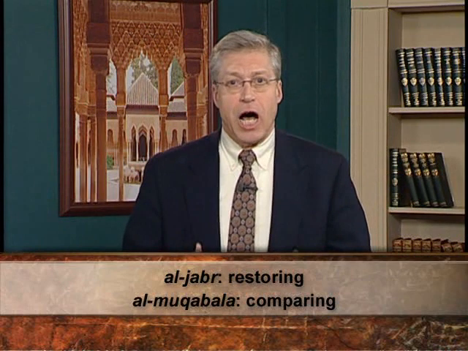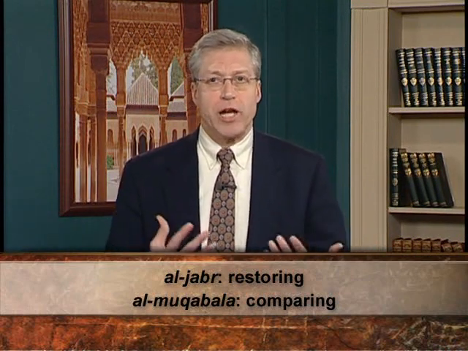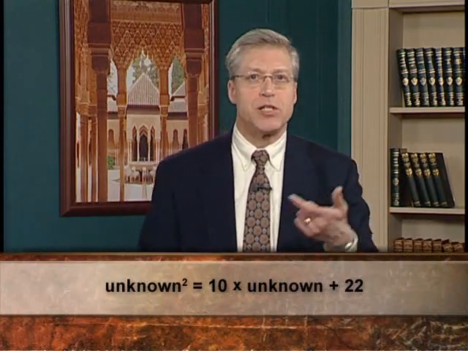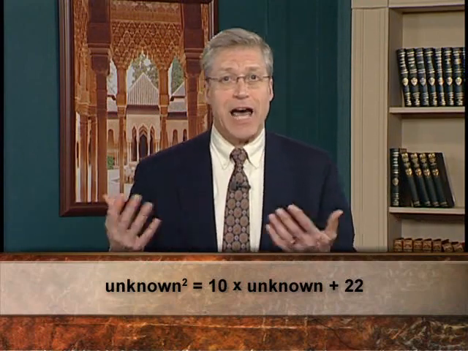What Al-Khwarizmi did was to consider the idea of an algebraic equation, and he's the person who comes up with this idea. The two words that he's using, restoring and comparing, the actual Arabic words are al-jabr and al-muqabala. And so this is restoring and comparing. He comes up with the idea of setting up an equation where you have two quantities that both involve your unknown. For example, you might have something like the unknown squared is equal to 10 times the unknown plus 22. So you've got an algebraic expression. And the problem then is to try to find a root or a place where this expression actually is equal, where you've got equality on both sides.